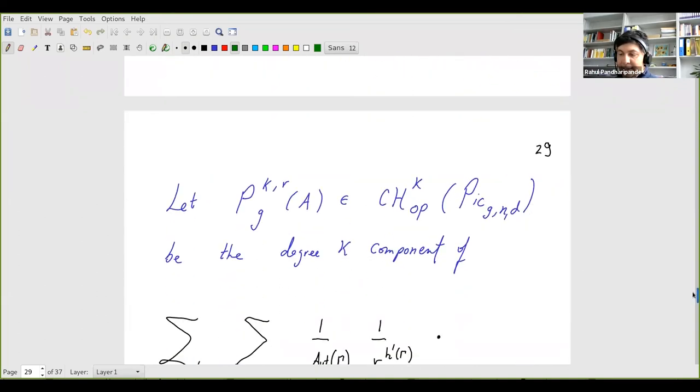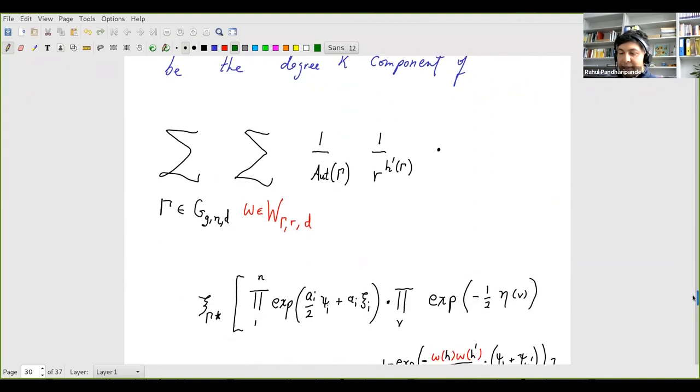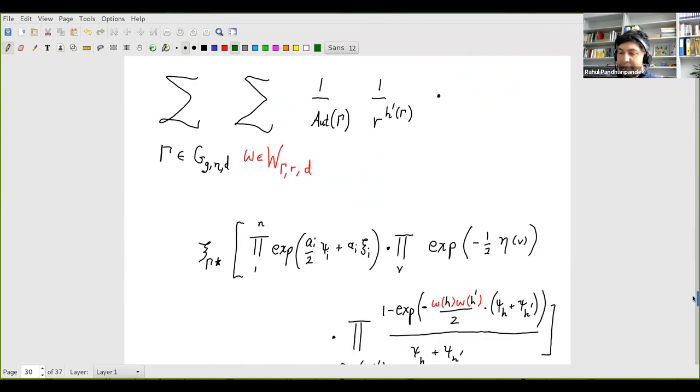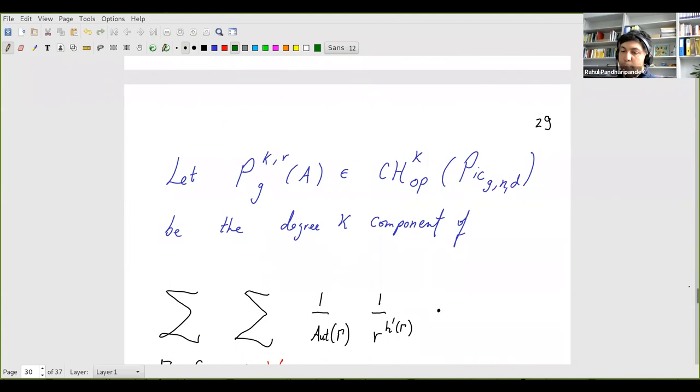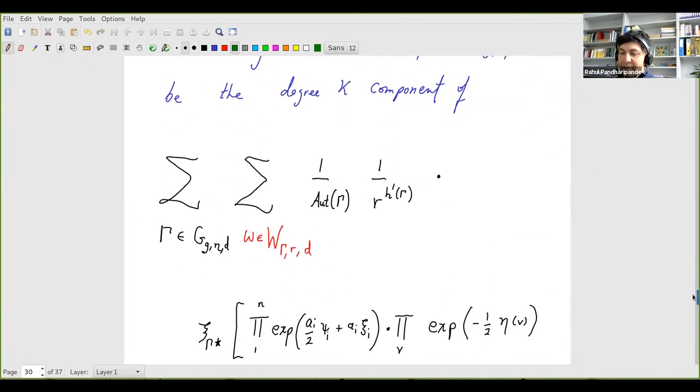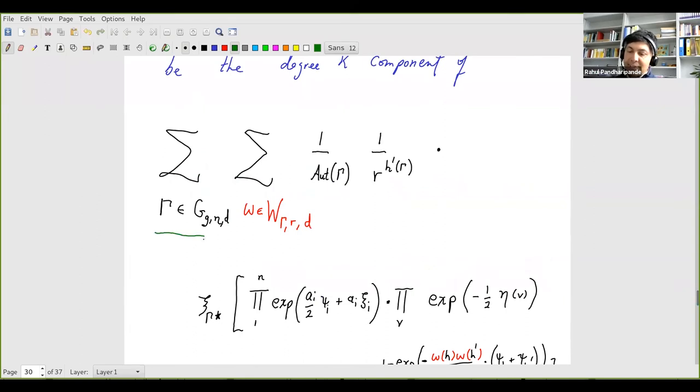And then how about Pixton's formula? Well, Pixton's formula has one new term, but otherwise, maybe two new terms. So this is the formula before we get rid of R. So it's a sum over all of these, that's an infinite sum. Sum over all weightings, that's a finite sum.